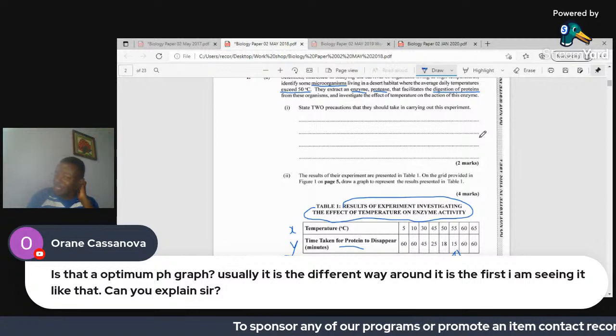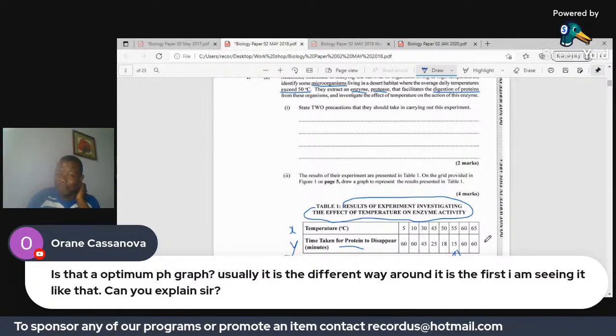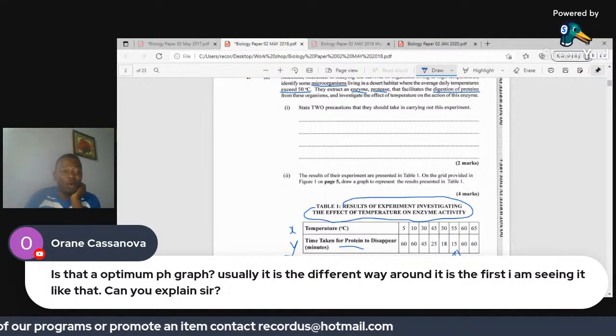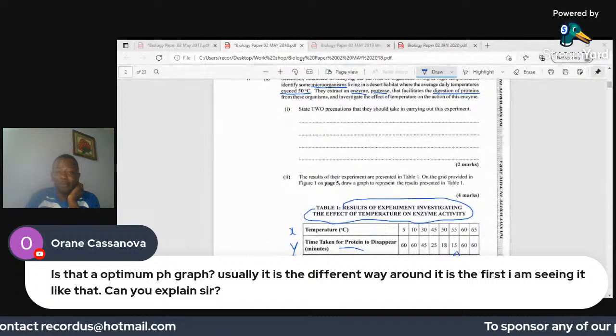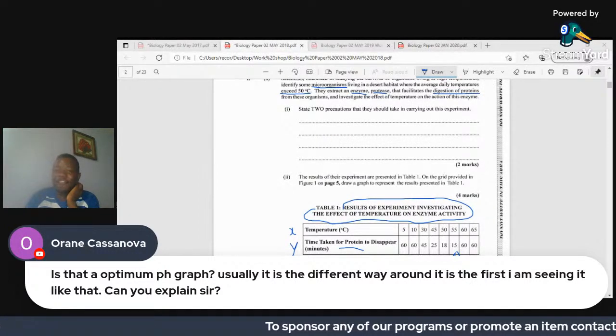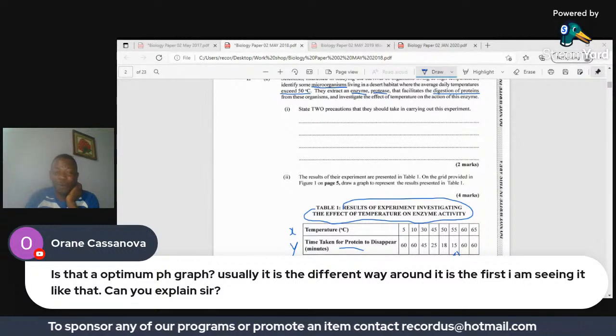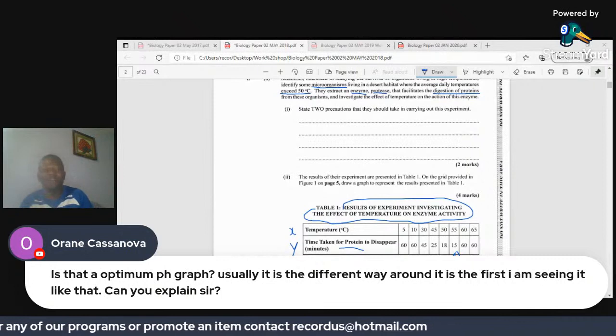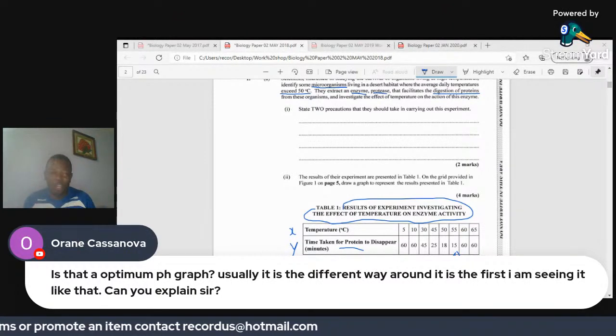So if the protein is being digested in 15 minutes, the quickest time of all the times here, then we are almost certain that the optimum temperature is going to be 55. So it's right there in the table. And if you understand tables, you could have gotten that information from the table without even drawing the graph.